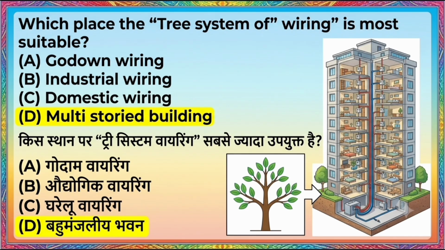Now let's move towards the next question that is on the screen. In which place is the tree system of wiring most suitable? Its correct answer is option D, that is multi-storied building.